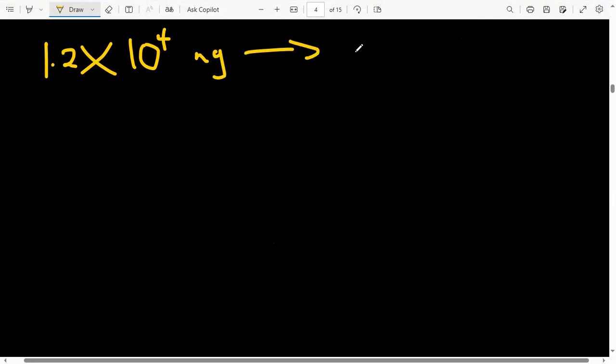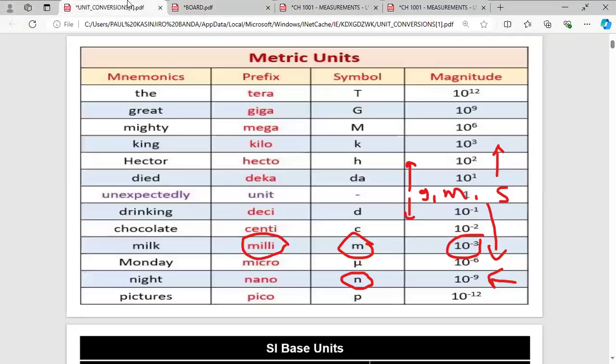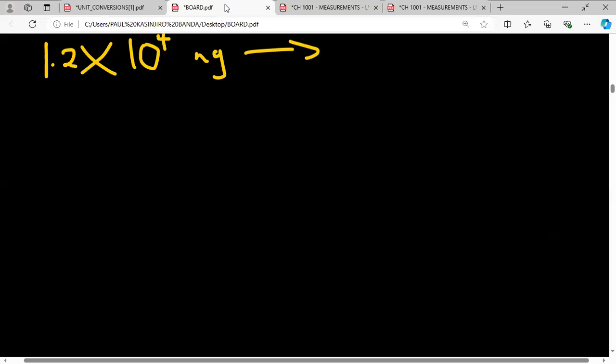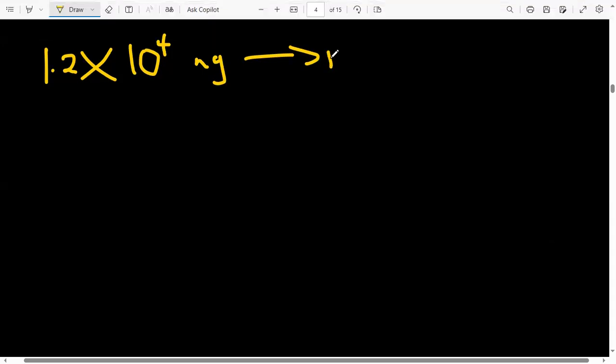So when I come to my board here, we are converting 1.2 multiplied by 10 to the power 4 nanograms. We're converting it to what? Was that micro or milli? Milligrams. So we're converting that to milligrams. You can see that this one falls under the third category, where we're converting from a submultiple to a submultiple. We know that the nano is a submultiple because it's 10 to the power of a negative number. Even the milli is a submultiple because it's 10 raised to a negative number.